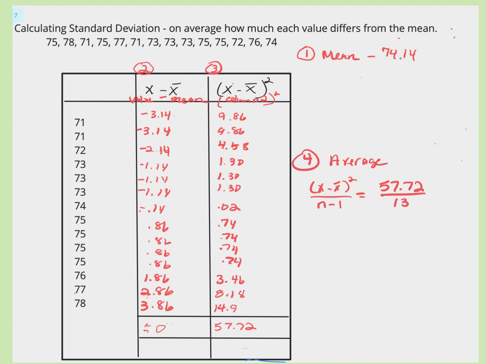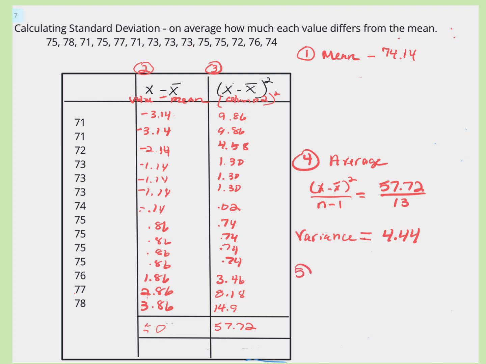When we take that average, that's going to be called our variance. So the variance, we're not at our standard deviation yet, but our variance is going to equal 57.72 divided by 13. And our variance ends up being a value of 4.44.